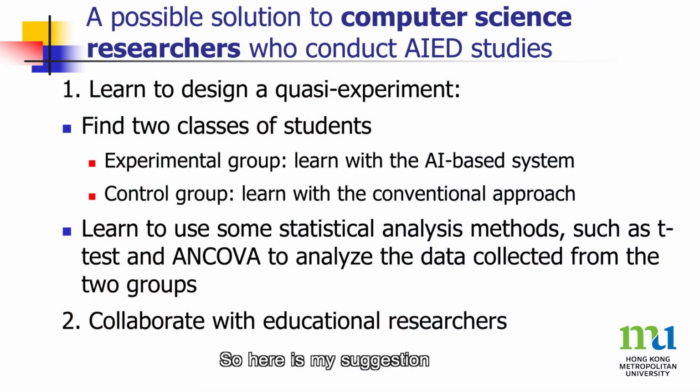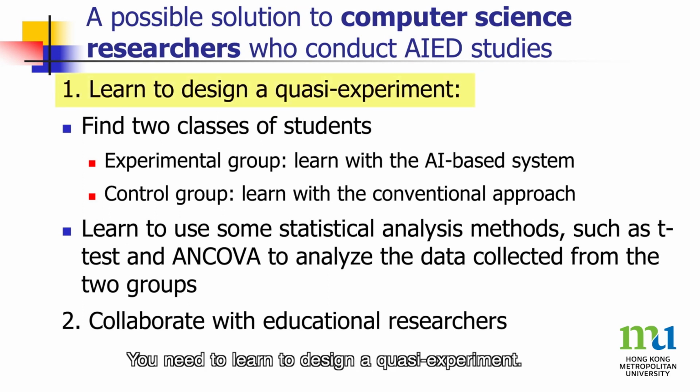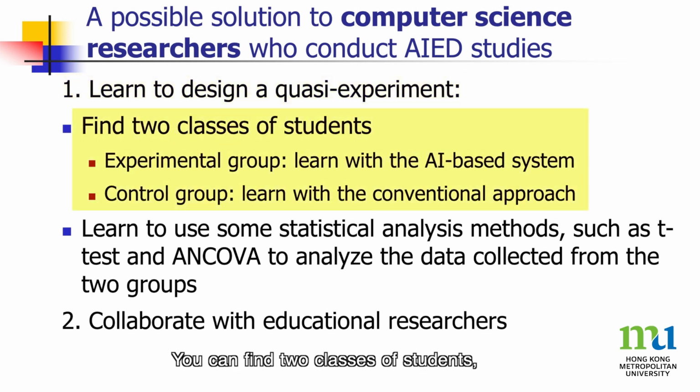So here is my suggestion to those computer science researchers. You need to learn to design a quasi experiment. What is a quasi experiment? You can find two classes of students taught by the same teacher, and then one class, we call it the experimental group, learns with your AI system. The other class, we call it the control group, learns with the conventional approach.